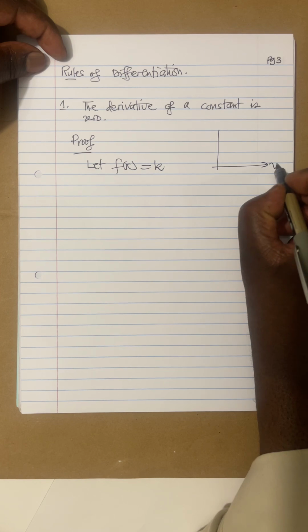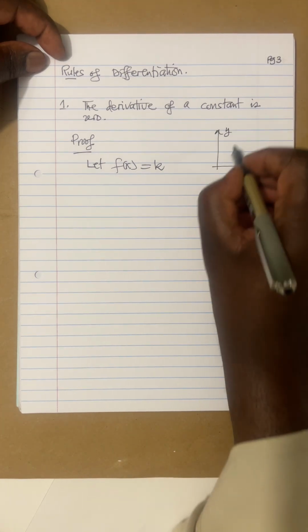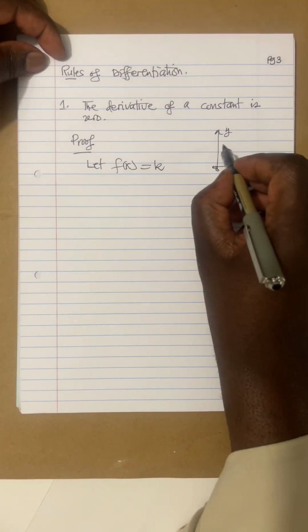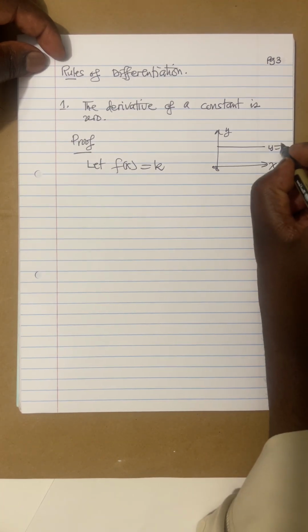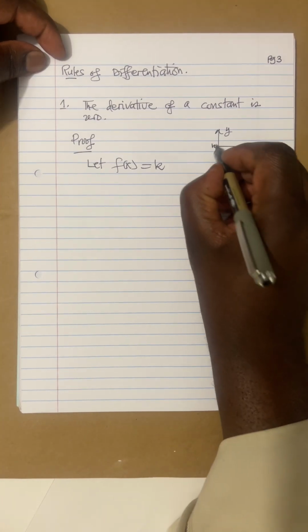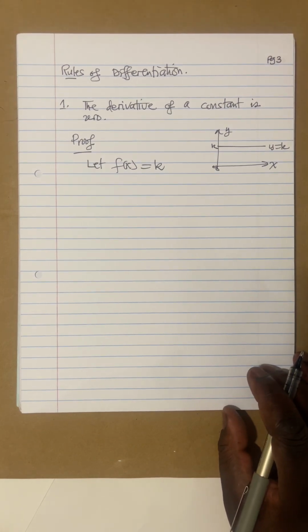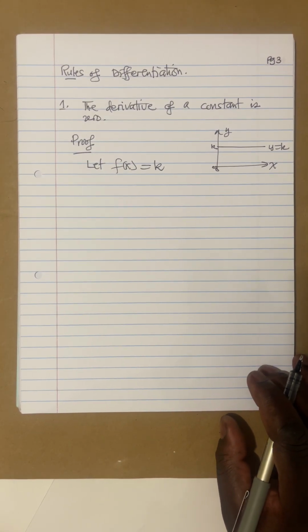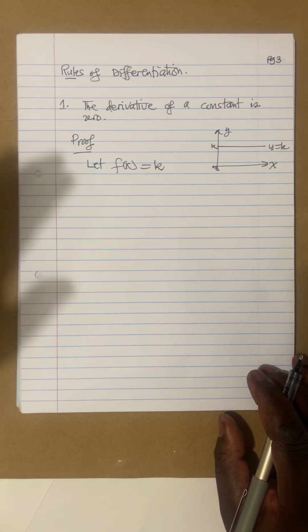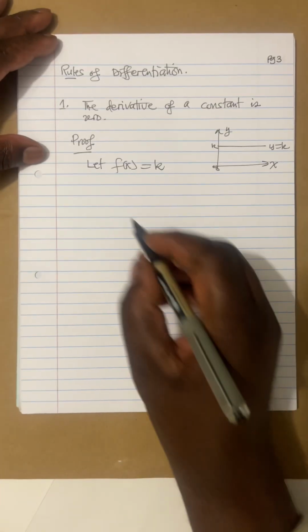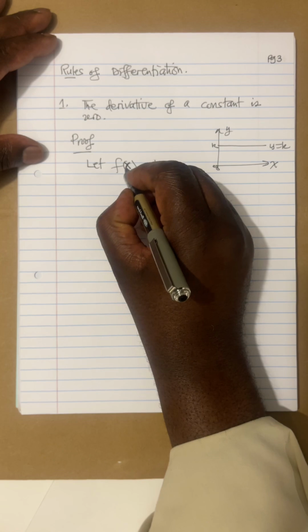That means if this is your x-axis and that's your y-axis, you could have something like this. That would be y equals k. That would be your constant function. And remember, from your knowledge of analytical geometry, the gradient of a horizontal line must be 0. So that confirms it. But let's prove by using first principles here.